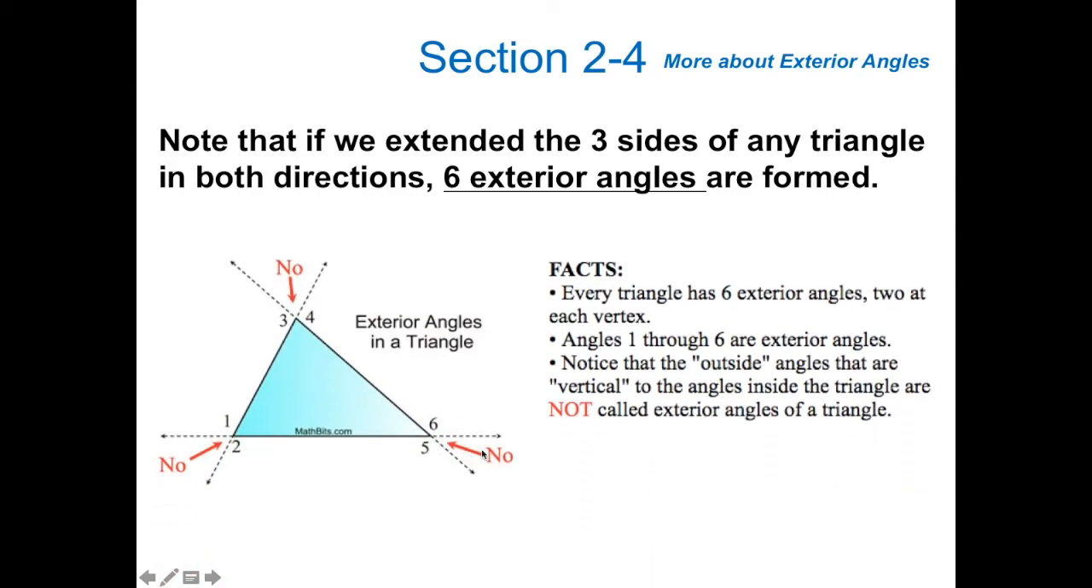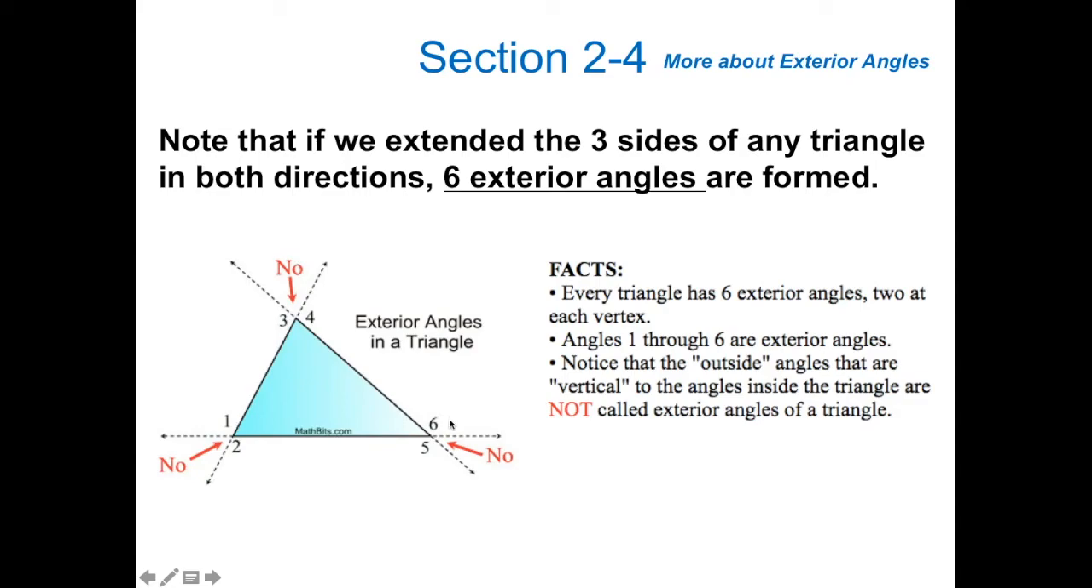Let's get a look at this here. Let's not read this fact here. That'll just be for you to look at in case you're studying later. But basically, if we extended this side both ways, it would form an exterior angle here, 4 and 2, 4 and 2. So 4 would be equal to this angle plus this angle, and 2 would be equal to this angle plus this angle. We extend this line, it would form 3 and 5. We extend this line, it would form 1 and 6.